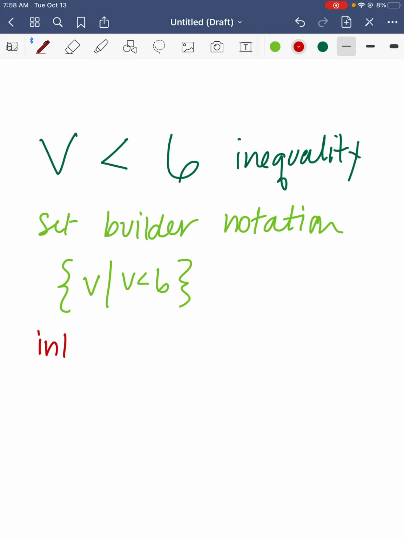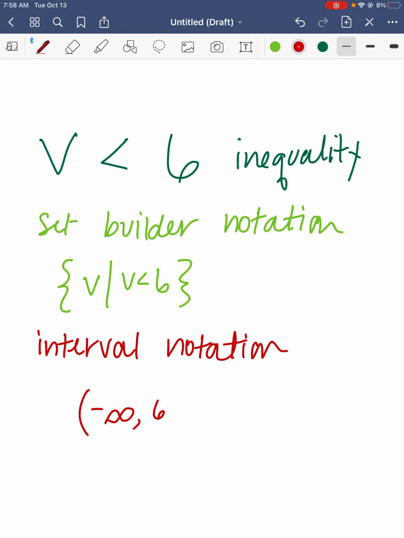Okay, and then if we look at interval notation, we look for a lower bound. So v can be any number that's less than 6. So we're going forever in the negative direction. The way that we represent that is by saying our lower bound is negative infinity. So we're going to go forever in the negative direction. Our upper bound is going to be 6, because we cannot be greater than 6.